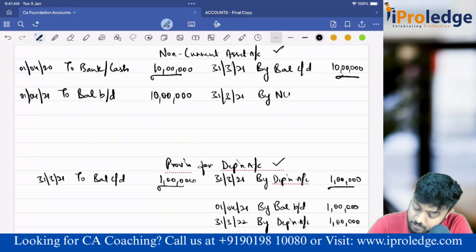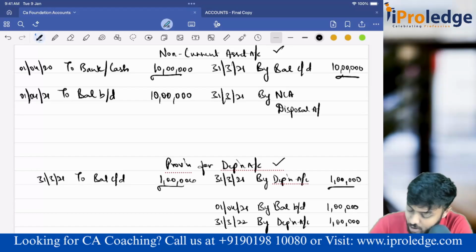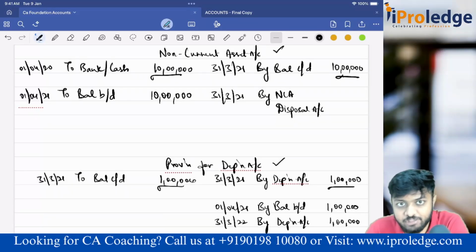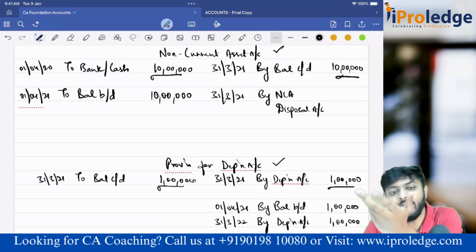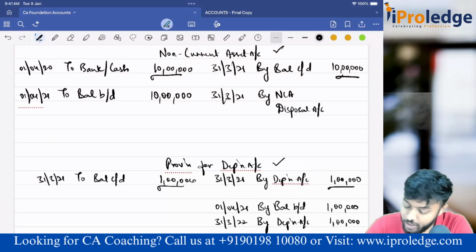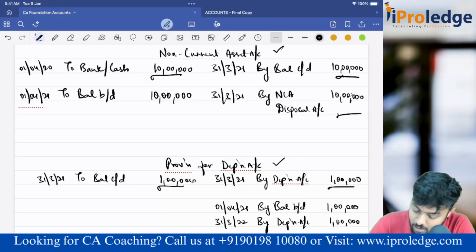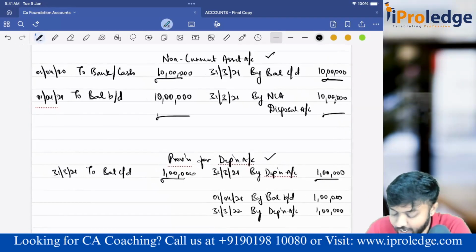So by NCA disposal account. Whatever balance I had, a debit balance because debit side is more, now that balance I'm clearing off. So that NCA account is getting decreased. NCA account will get credit, NCA disposal will get debit. So disposal account 10 lakhs, I sent it to NCA disposal. Done. Now non-current asset is clear.